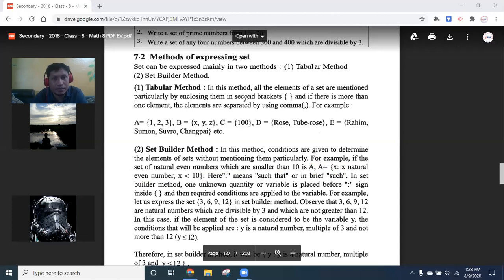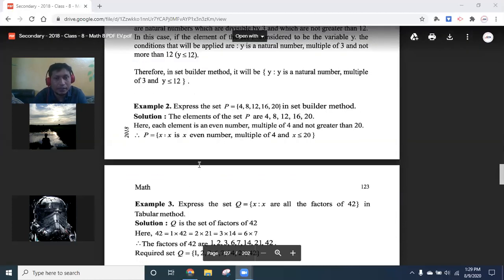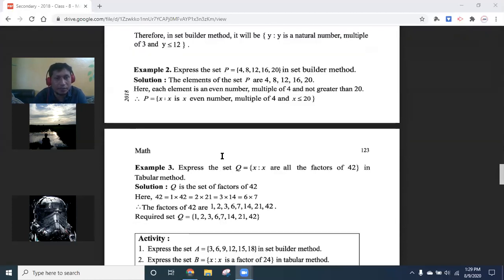I think you have understood it. If you fail to understand, you must tell me. Okay. Here, this symbol means such that. You see here, set builder method. The things that I have told you have been described here. So we have learned what a set is. Now let us discuss an example.